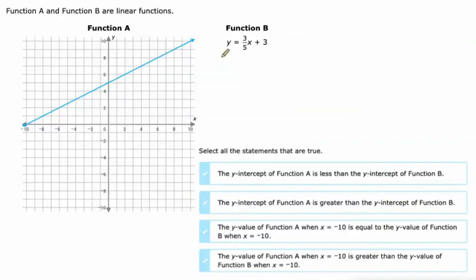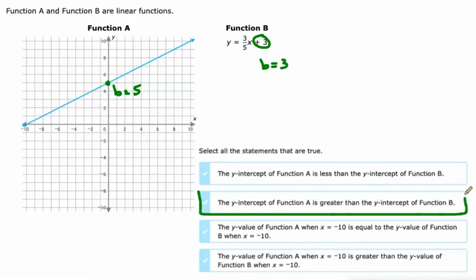And then as you get up into the challenge zone, the higher questions, you're given stuff like this where you have to figure out a couple of things. So first of all, the y-intercept of A versus B. Y-intercept of A, where it crosses the y-axis, is 5. The y-intercept of B, that value that's being added to the product of x and that other number, which is 3. So A's y-intercept is greater, which is actually this one right here, which means this can't be true.